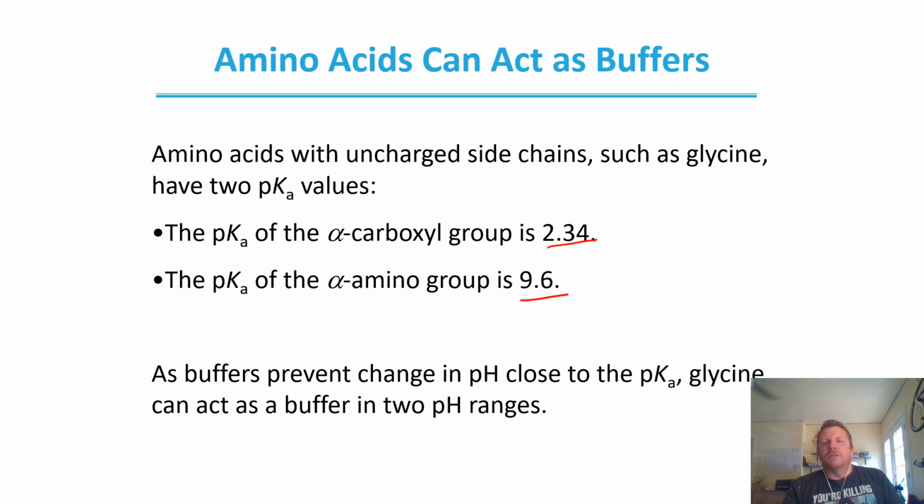So as buffers, whenever you have a solution with a pH of, let's say, 2.10 or something like that, and you've got a high concentration of glycine in there, and you add a small amount of a weak acid, that's going to be buffered with the help of glycine, and it's not going to cause that pH to change very much. It's going to be an effective buffer plus or minus 1 pH unit. So as buffers prevent change in pH close to the pKa, glycine can act as a buffer in two pH ranges.